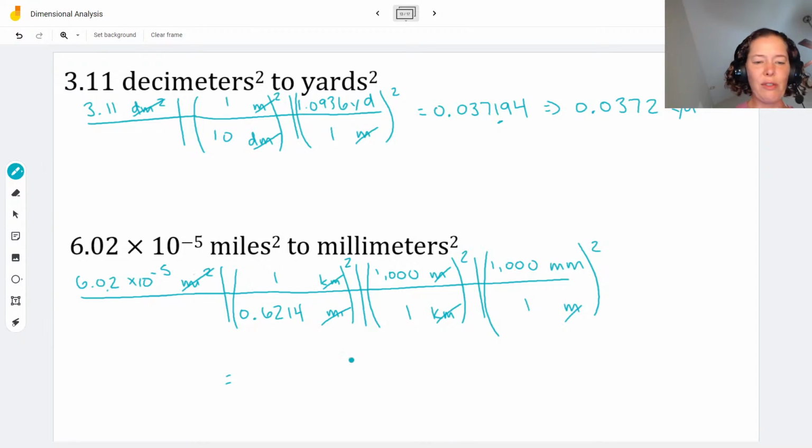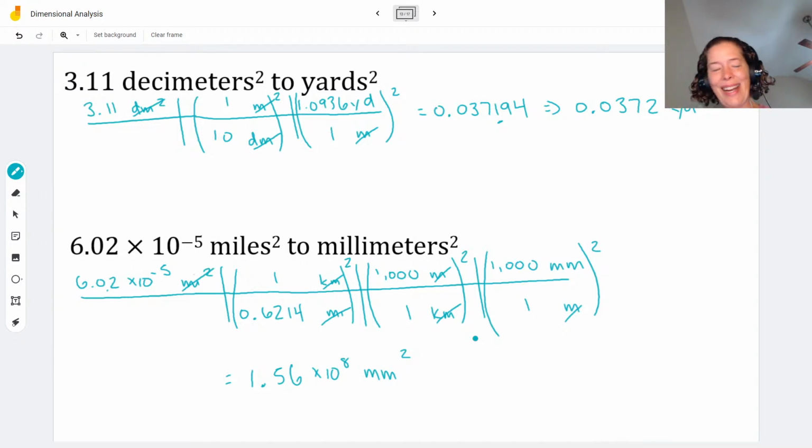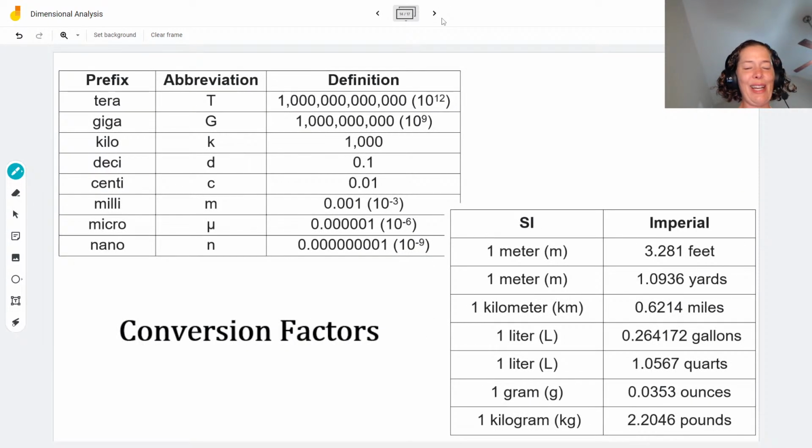So 3 sig figs for my answer. And that is 1.56 times 10 to the 8th millimeters squared. So that one looks really ugly, but we got the right answer. It doesn't matter how it looks as long as you're getting the right answer. Okay, so again, conversion factors at the ready.